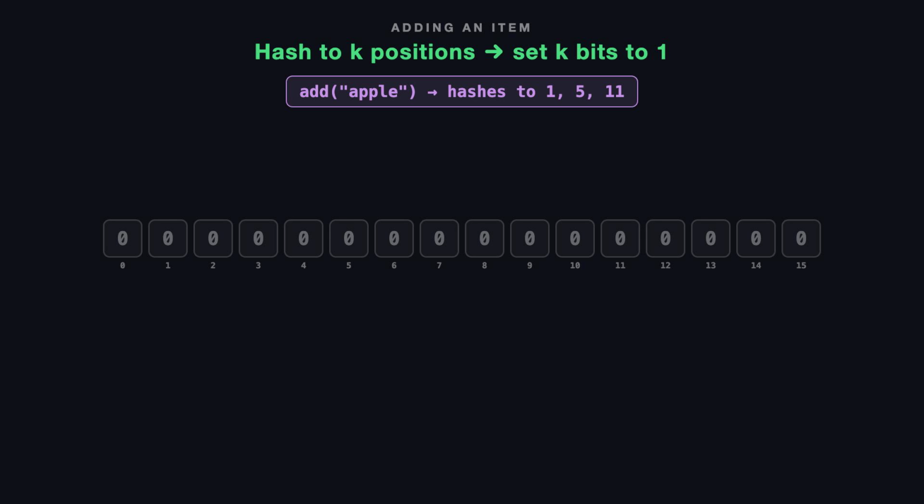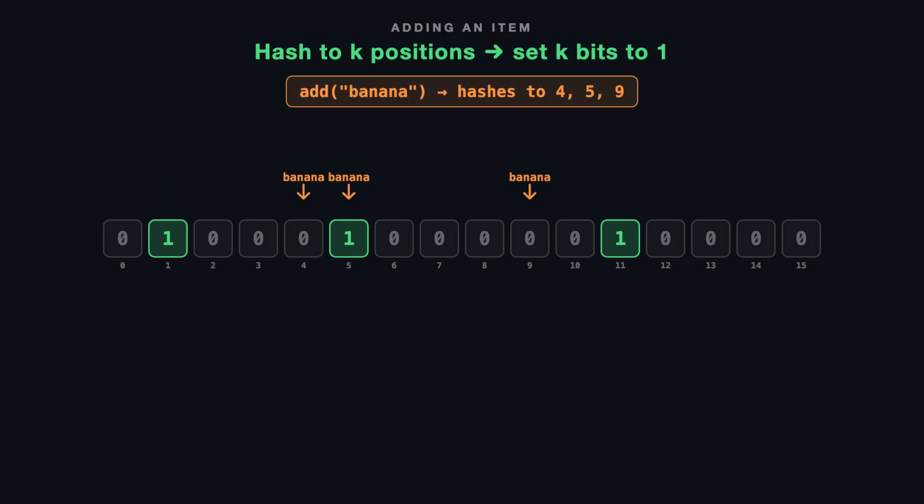So how do we add an item? Watch closely, because this is the core move. We take the item, let us add Apple. We run Apple through all 3 hash functions. Each one gives us a position. Say the 3 hashes land on 1, 5, and 11. So we go to the bit array and we set those 3 bits to 1. Bit 1, on. Bit 5, on. Bit 11, on. Apple is now in the filter, but notice, Apple itself is gone. We only kept 3 flipped bits.